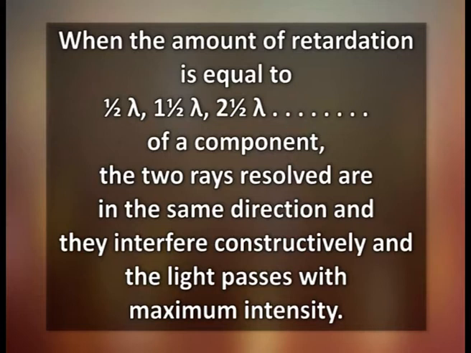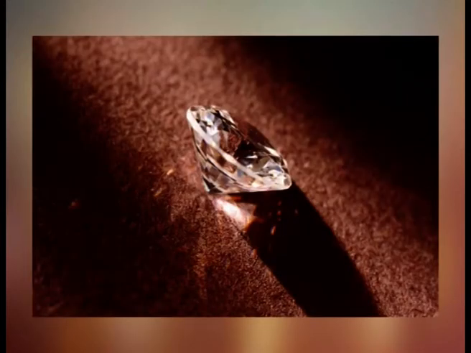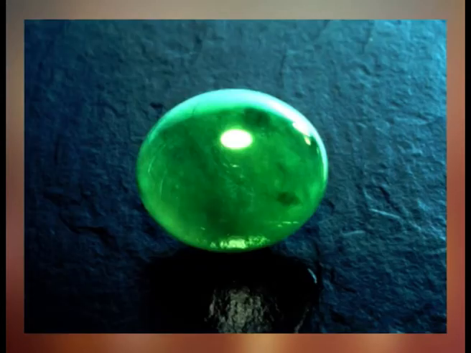The fast and slow rays are in opposite directions and they interfere destructively and are consequently eliminated from the spectrum. When the amount of retardation is equal to, say, half lambda or 1.5 lambda or 2.5 lambda of a component, the two rays resolved are in the same direction and they interfere constructively, and the light passes with maximum intensity. Ultimately, it is this component of light or color that is perceived by the eye. This color is known as interference or polarization color.